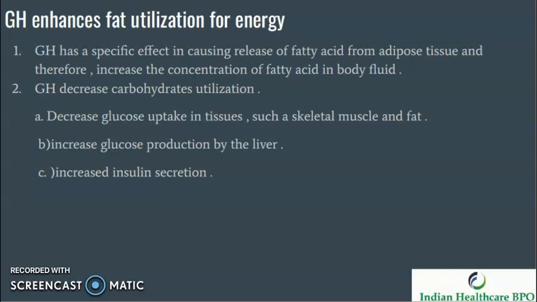Growth hormone also enhances fat utilization for energy. Growth hormone has a specific effect in causing release of fatty acids from adipose tissue and therefore increases the concentration of fatty acids in body fluid. Growth hormone decreases carbohydrate utilization, decreases glucose uptake in tissues such as skeletal muscle and fat, decreases glucose production by the liver, and increases insulin secretion.